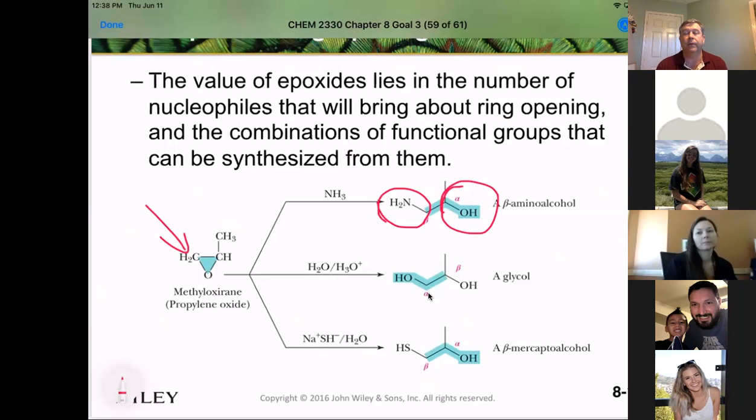That's one of the really cool things, because when we did just substitution reactions, we converted 1 functional group to another. When we did those alcohols, we took the OH and made it into an alkene or something else. Here we actually get 2 different functional groups for that 1 reaction. And that's one of those neat things about these epoxy reactions.